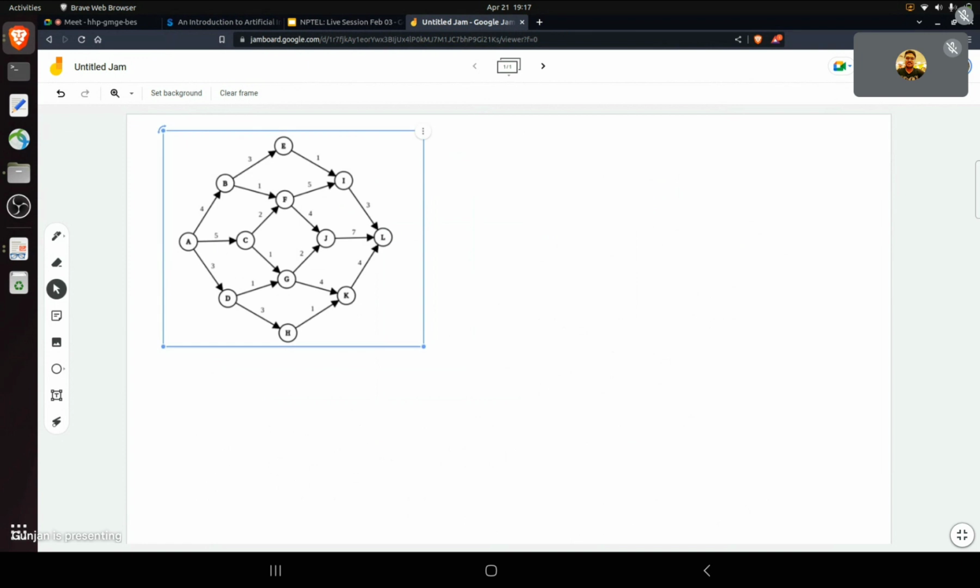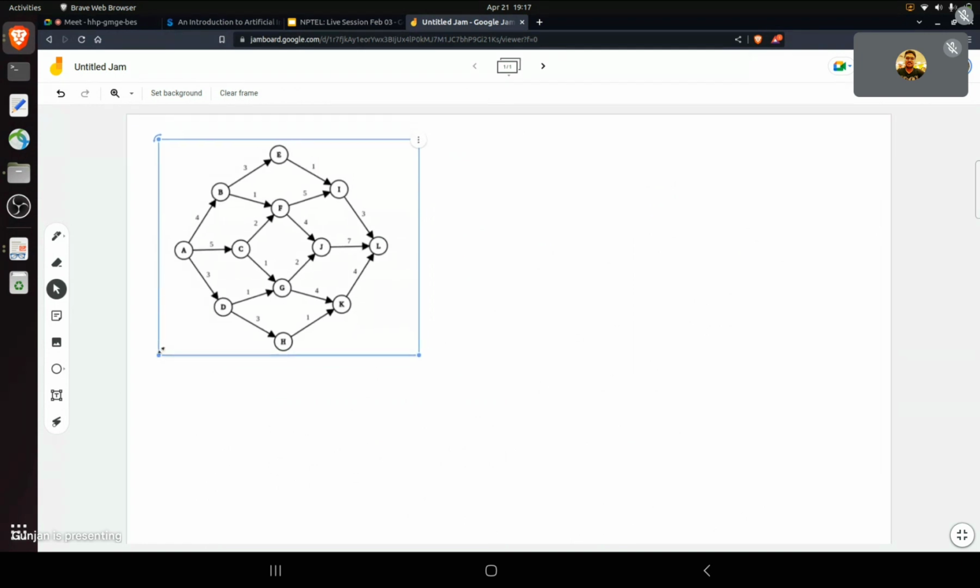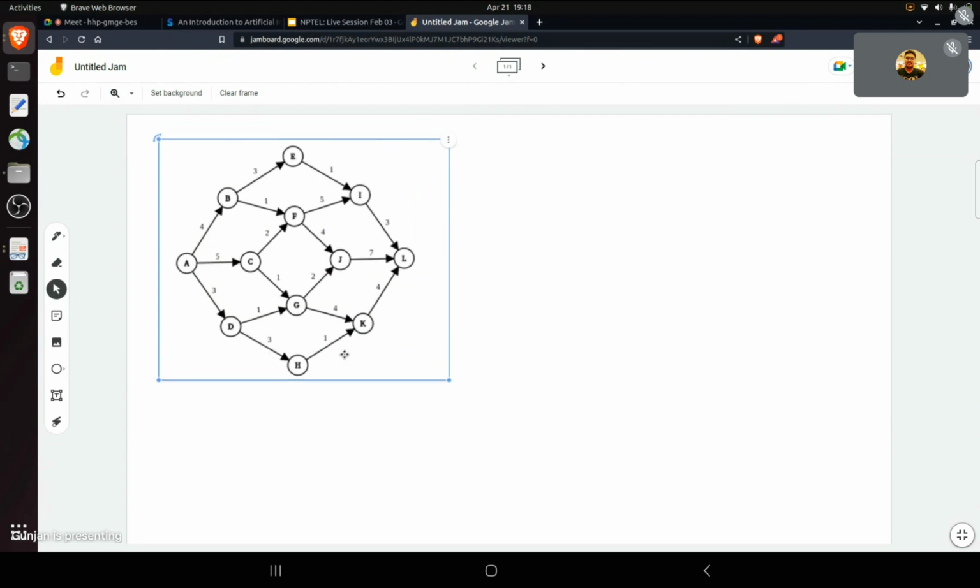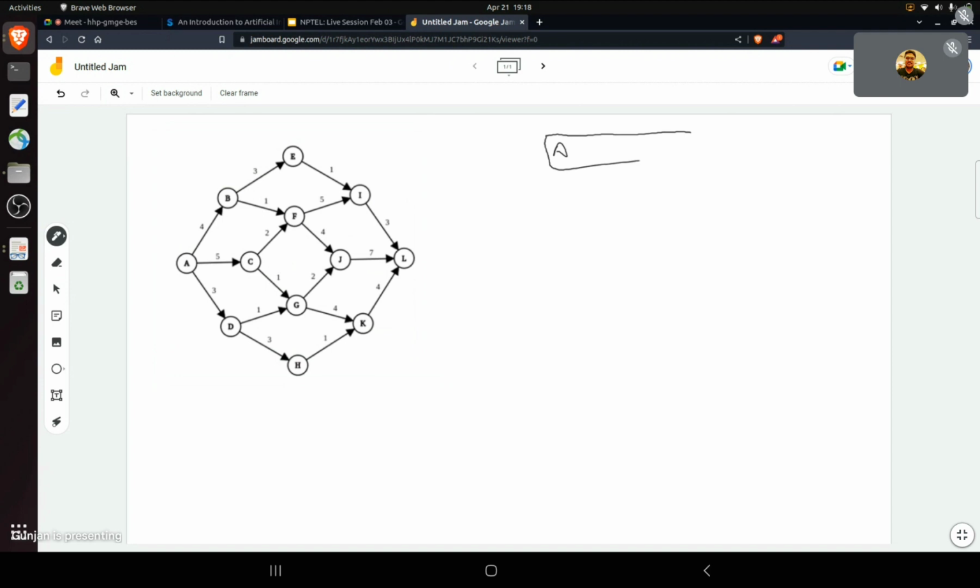So what we have here is, I don't know if it is working or not. Okay. So we will start obviously with A in the queue, right? So this is our queue. We'll start with A in the queue. Then we pop A. A is visited. So order of exploration I am writing at the bottom.